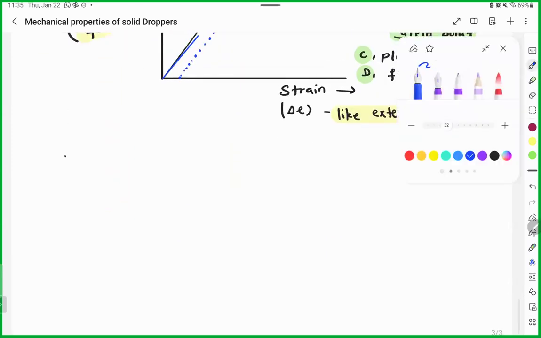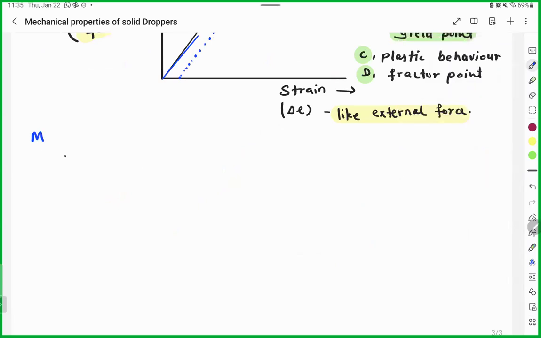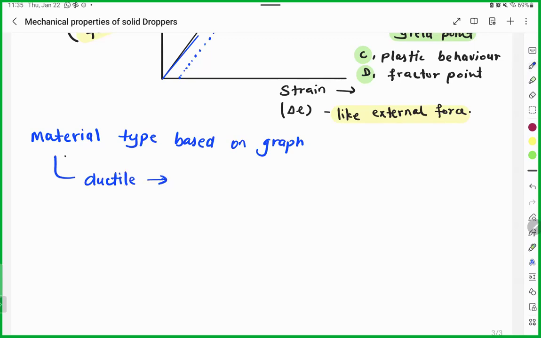Next, based on this graph, you have three types of material. Material type based on the graph. The first material is ductile. Varinder, what happened in ductile material?